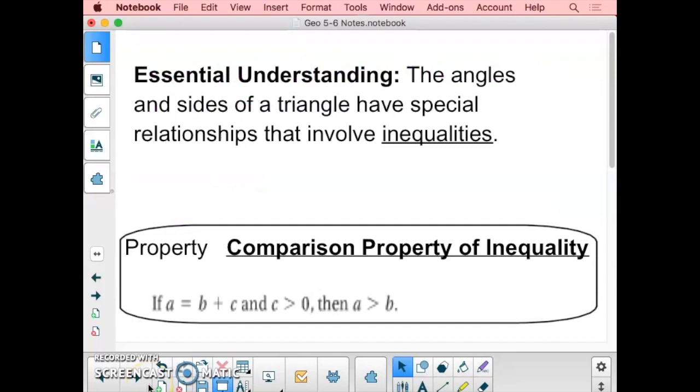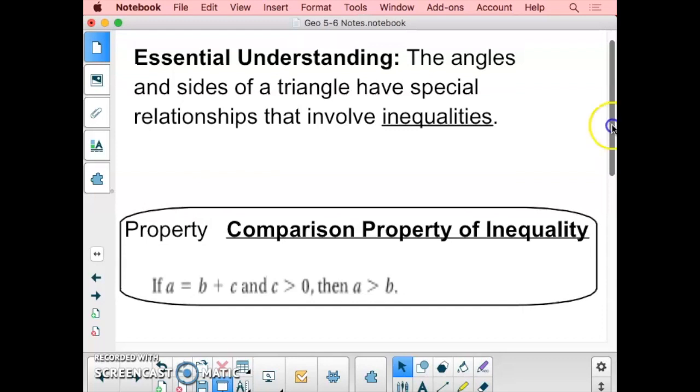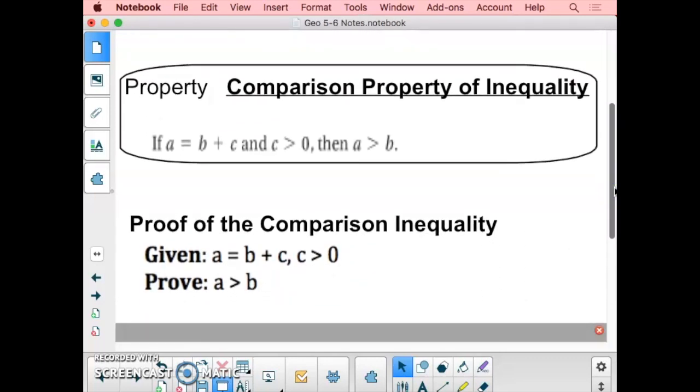So a lot of this today is based off of something called the comparison property. It says the angles and the sides of a triangle have special relationships that involve inequalities. So the comparison property is just saying this. If A is equal to two things added up, B plus C, and I know that C is positive, that must mean that B is smaller than A. The only way to add two positive numbers up and get something bigger is if A is the biggest thing in all of this.